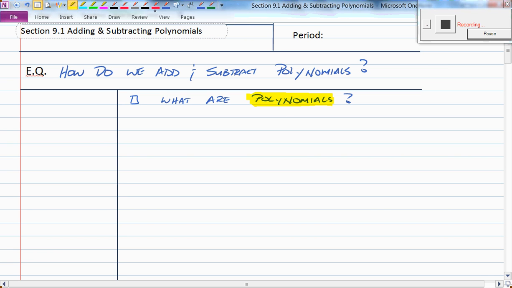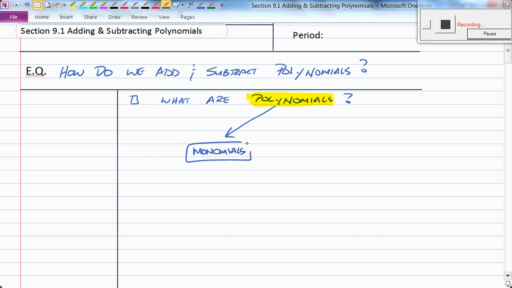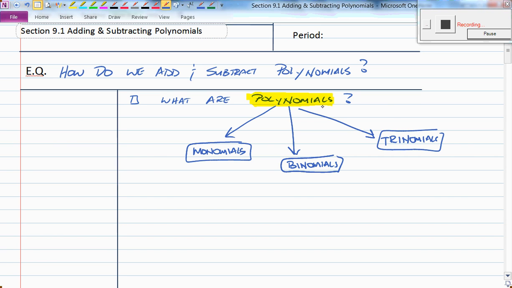So I'm going to tell you the different types of polynomials that we do have. We have something that are called monomials. We have something called binomials. And then we have something called trinomials. Okay. And then we have this category that's called other.